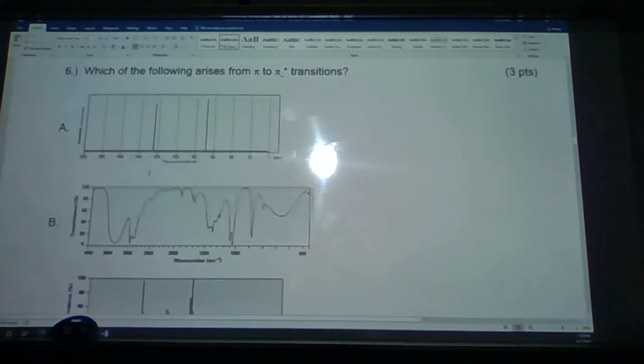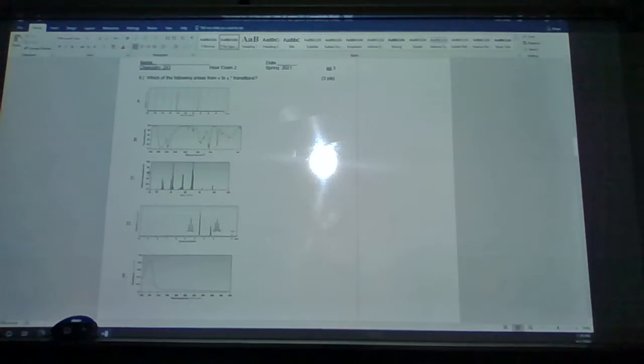See if I can shrink this down a bit so we can see everything.